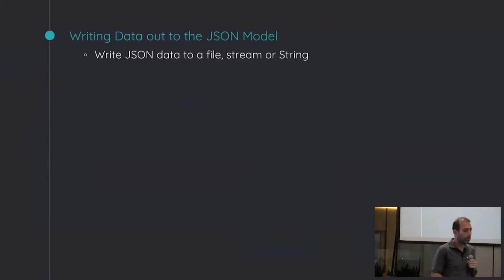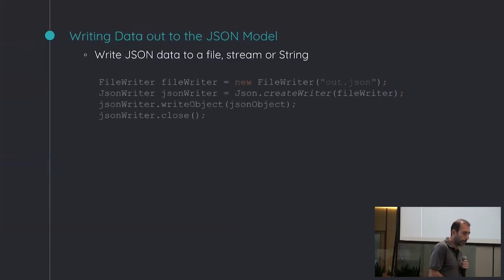The object model can write out JSON data from a JsonObject instance to a file, stream, or a string, as in the code snippet. So here we are creating a JsonWriter and then writing our JsonObject into that. This code writes the value of the JsonObject instance generated from the previous example, and we just create a new file containing the data.